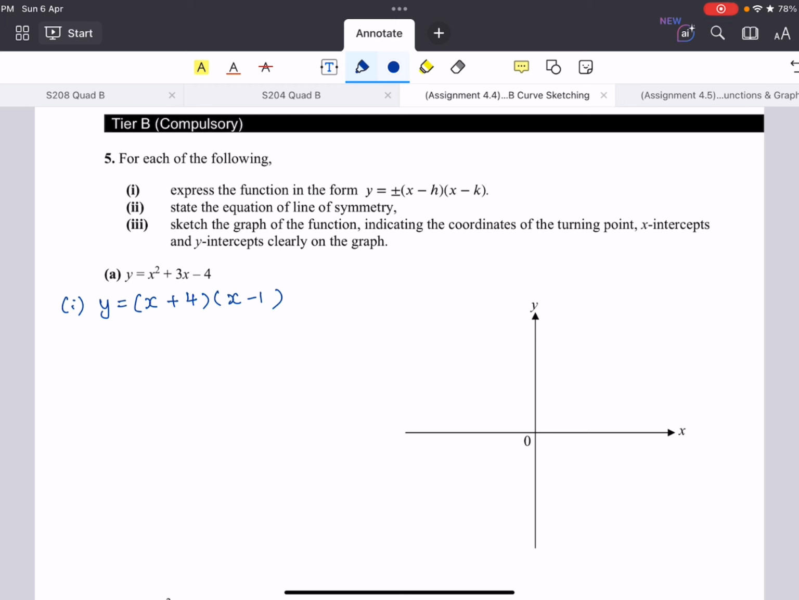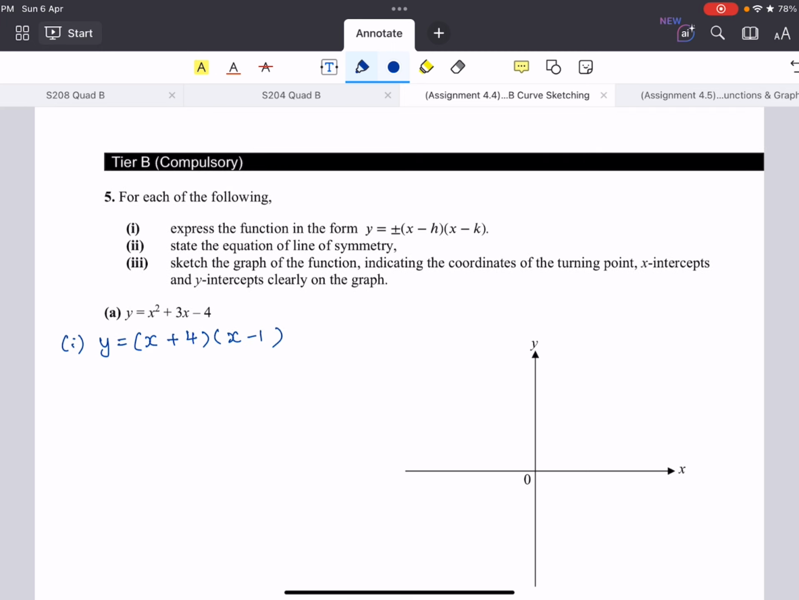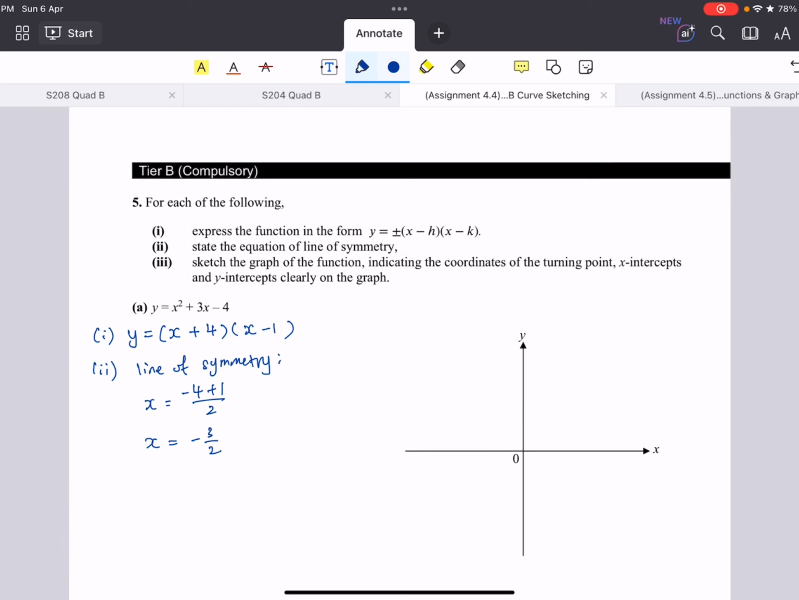Okay, so state the equation of the line of symmetry. So part 2, line of symmetry. Okay, so the roots in this case will be negative 4 and positive 1. So negative 4 plus 1 over 2. So x is equal to negative 3 over 2. There, that's the line of symmetry. Done. Right? And finally, they want us to sketch, indicating the coordinates of the turning point and the intercepts.